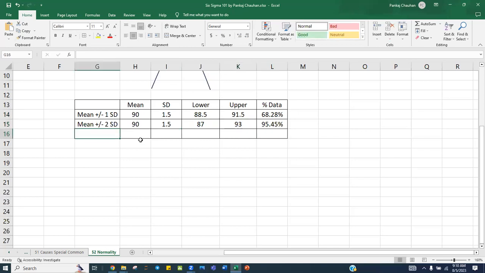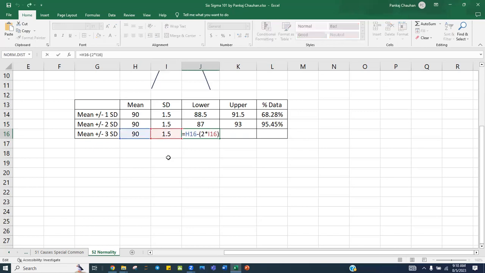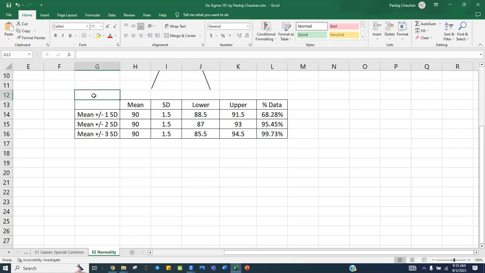Or if you go further and look for mean plus or minus 3 standard deviations, where the mean is 90 and the standard deviation is 1.5, then the lower side will be 3 times the standard deviation from the mean and the upper side will be 3 times the standard deviation from the mean. So the lower range will be 85.5 and the upper range will be 94.5. In between these two values, 99.73% of data should fall. And this is also called the empirical rule.